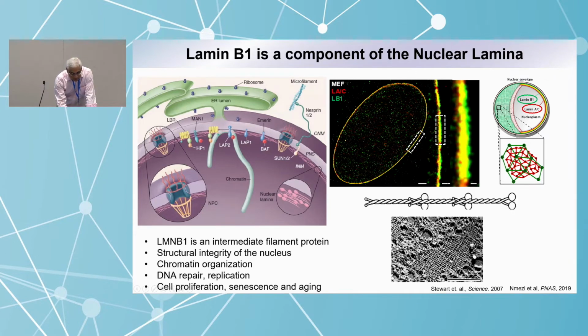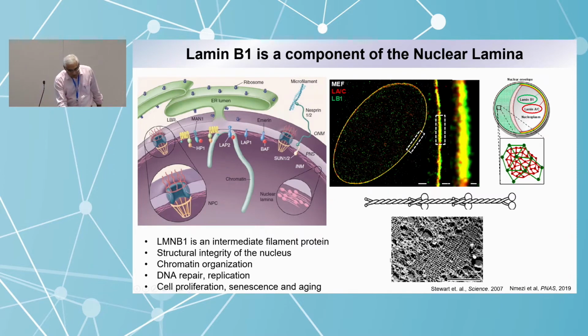Lamin B1 is an intermediate filament protein. And what it does is 2 dimers wrap around each other and produce these filaments. And these filaments produce a meshwork which is just underneath the nuclear envelope. And it's thought that this meshwork provides structural integrity to the nucleus. So if you remove that, the nucleus gets all floppy and deformed.